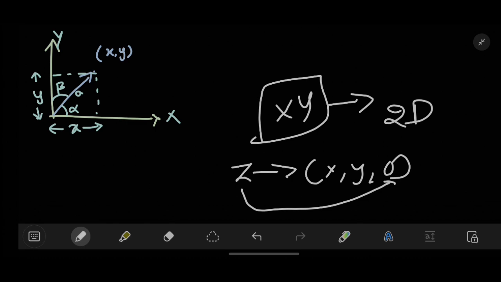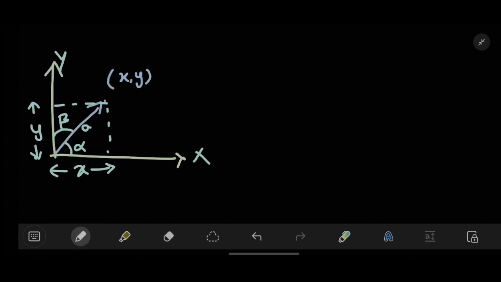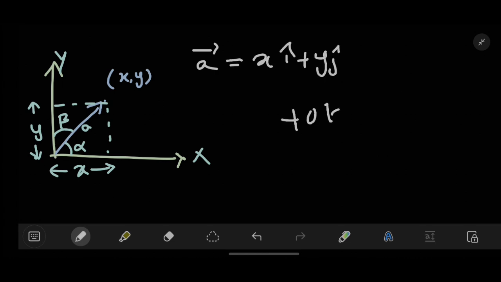Remember this point. Then how will you express this vector? I am saying the point is x comma y, like this. Then A bar will be expressed as x i cap plus y j cap plus 0 k cap, but there is no need to write it because it is not present. So in this way you can simply write that.